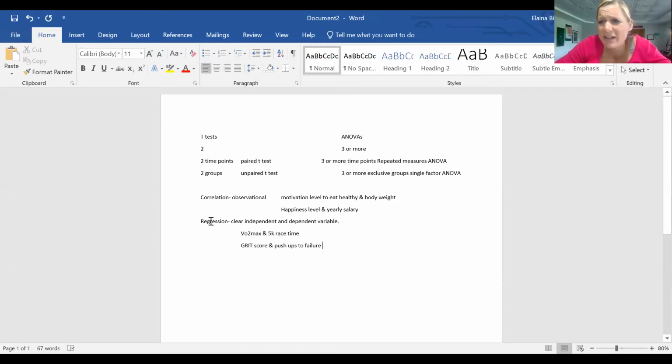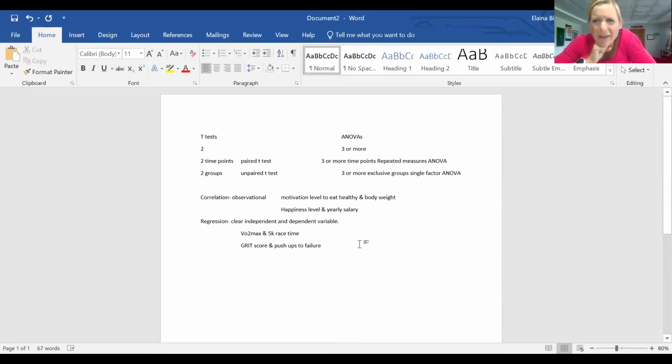The statistical analysis for either of these is not different. It's basically the same analyses. It's just a matter of appreciating whether this is observational or whether we have a clear independent and dependent variable.